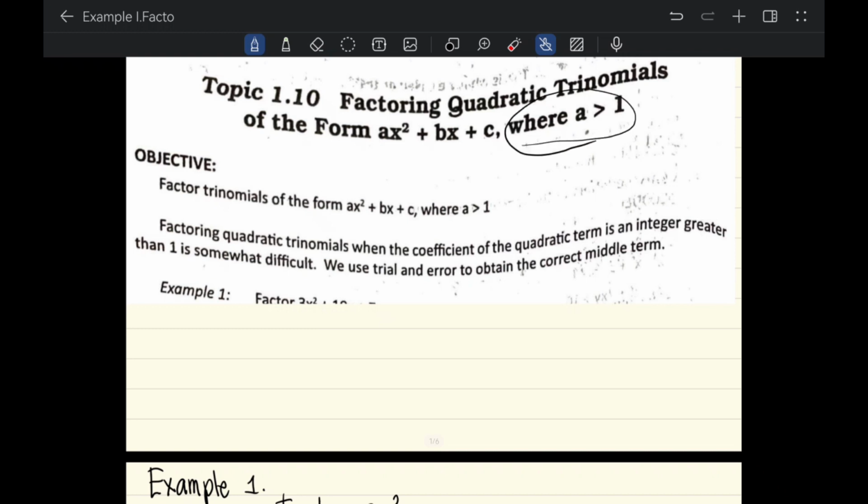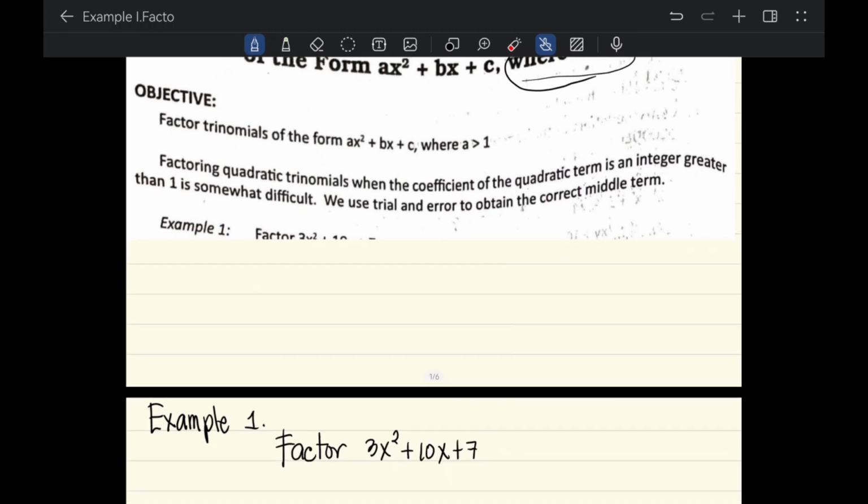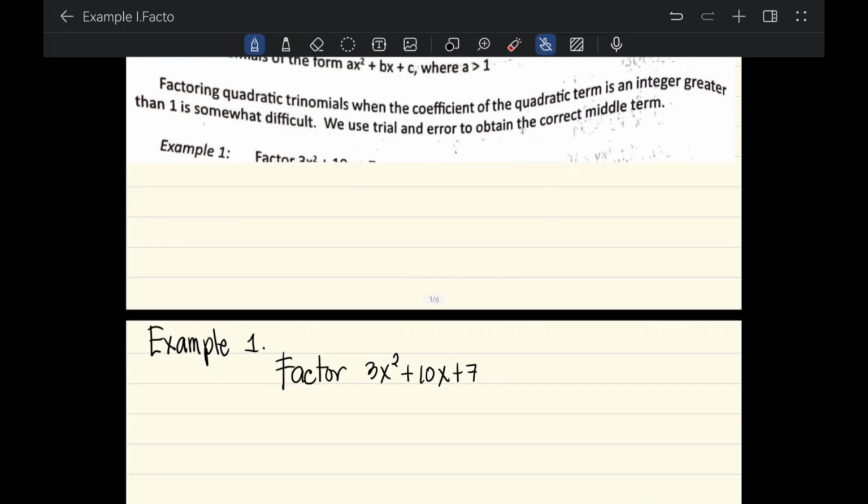Okay, factoring quadratic trinomials when the coefficient of the quadratic term is an integer greater than 1 is somewhat difficult. We use trial and error to obtain the correct middle term. For this lesson, we're going to use the trial and error method or the AC test.